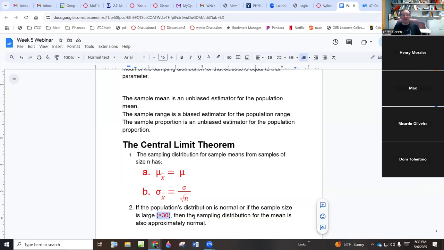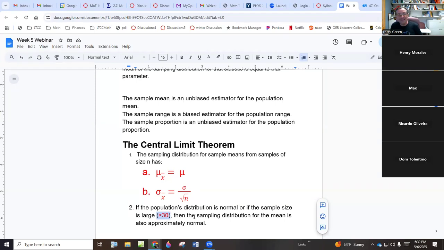Where have you heard that you want a sample size greater than 30? Hopefully you all know this. Where have you heard it in our class? Yeah, the project. Okay, that was not a random number. You have to have more than 30 in your sample.